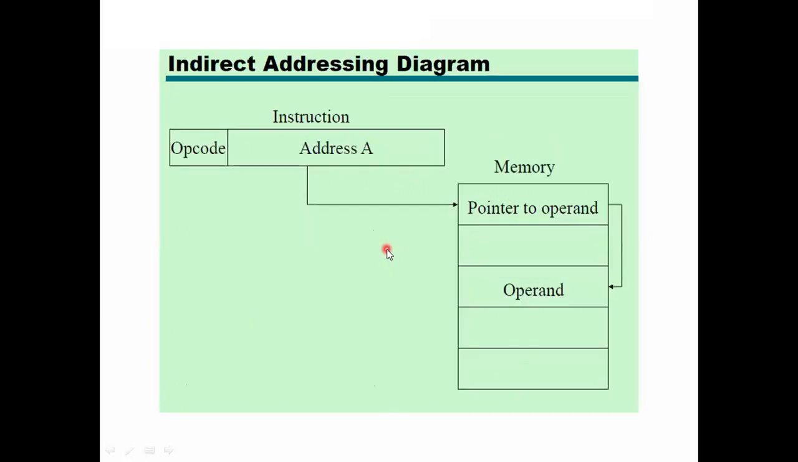The next one is indirect addressing mode. Indirect addressing mode means this is the instruction, and in this instruction the opcode will be there. So here the memory location will be present here.